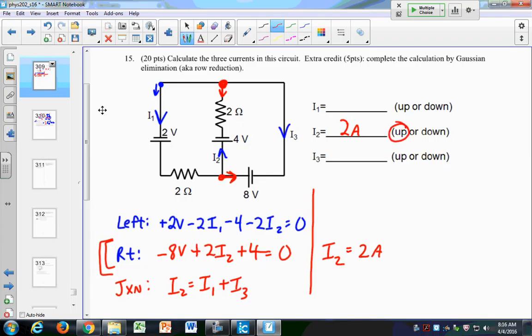I plug in this here, and I solve for I1. So I get 2 minus 2I1 minus 4 minus 4 equals 0. I just plugged in that 2 amp for I2. You had gotten negative, so you plug in the negative.